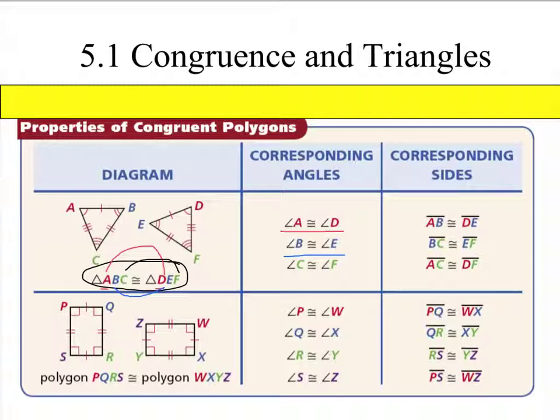Same thing with sides. Looking at sides, AB are the first two letters, which means the first two letters of DEF are DE. That tells me that those are congruent. BC is congruent to EF because those are the second two letters. Same thing with AC and DF. Those are also congruent. So it all depends on where the letters are in correlation to the congruent statement. That's very important. So that's what we're going to be talking about today.